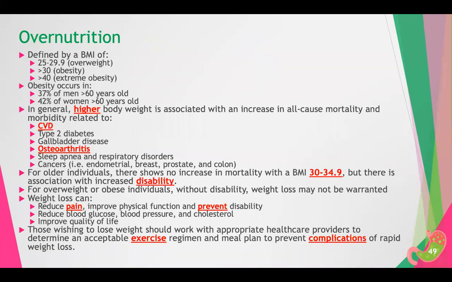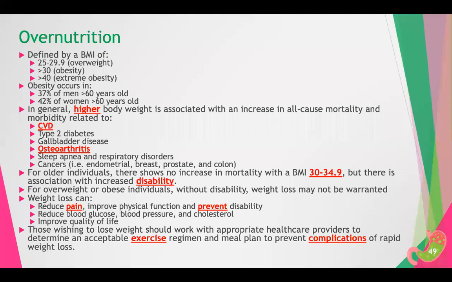But in the general population, we know that higher body weight is associated with an increase in mortality and morbidity, specifically because of certain disease states like cardiovascular disease, diabetes, gallbladder disease, osteoarthritis. They can have certain respiratory disorders, and being overweight or obese can also increase the risk for certain cancers. But for older individuals, there is no increase in mortality with a BMI between 30 and 34.9. But there is an association with increased disability.